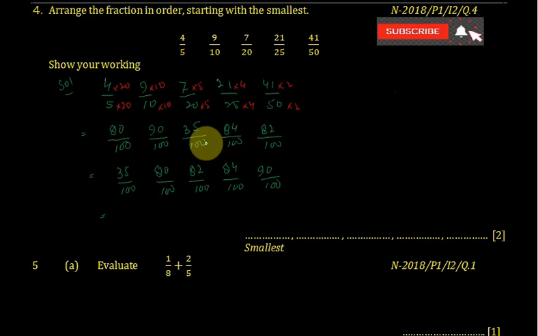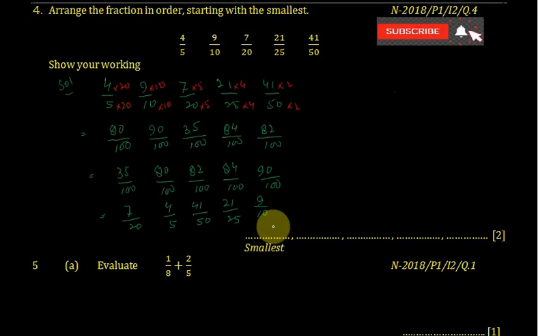Now 35 upon 100 comes from 7 upon 20. 80 upon 100 comes from 4 upon 5. 82 upon 100 comes from 41 upon 50. And 84 upon 100 comes from 21 upon 25, and finally 90 upon 100 comes from 9 upon 10.